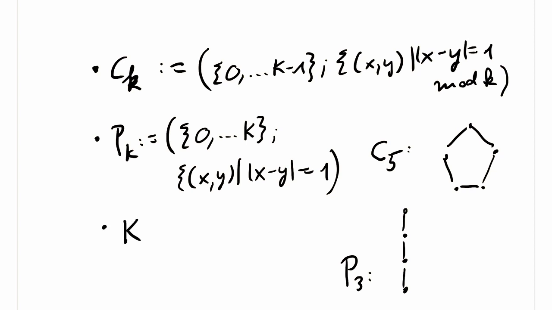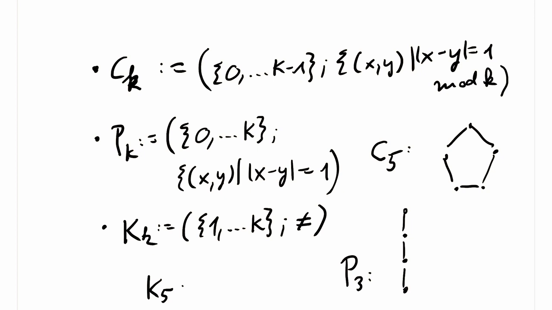Finally, the so-called clique with k vertices. So we have the vertices 1 up to k, and the edges are all pairs of distinct elements. So in fact, it's maybe shorter and simpler to write it just like that. Whenever 2 elements are distinct, we put an edge in both directions between them. So K5 looks as follows.